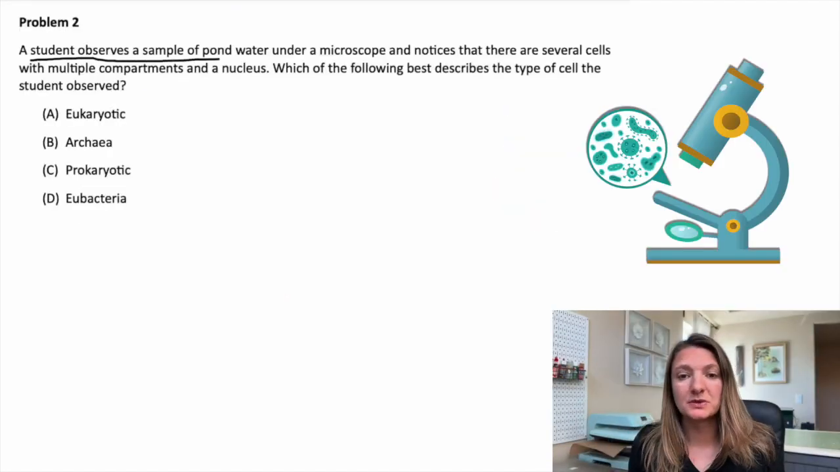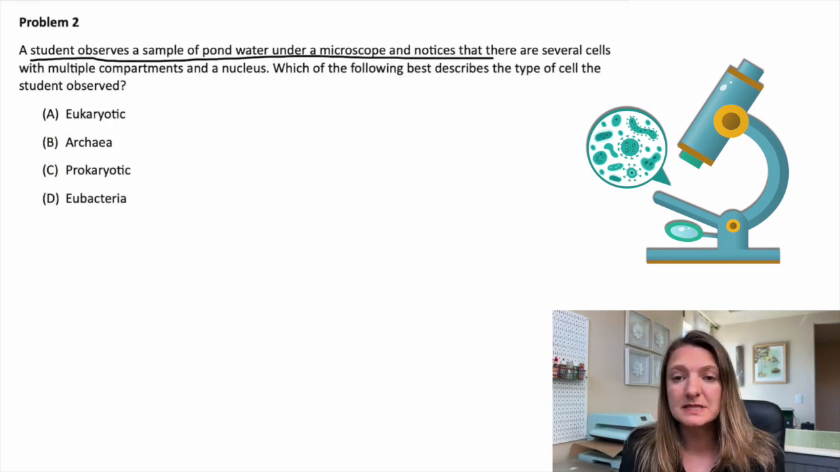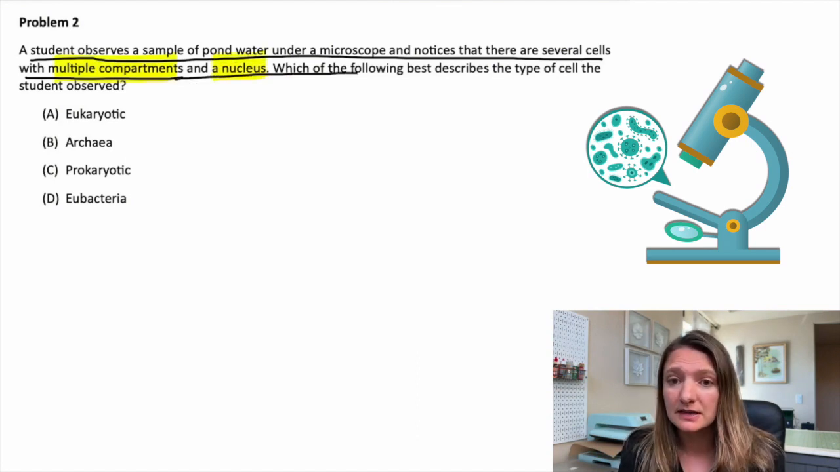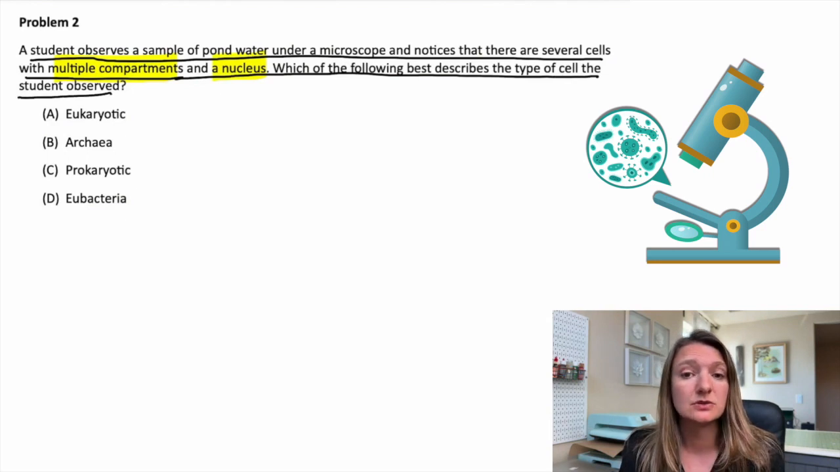Okay, on to problem 2. A student observes a sample of pond water under a microscope and notices that there are several cells with multiple compartments and a nucleus. Those are keywords there. Which of the following best describes the type of cell the student observed? So we have several options. So let's look at option B.